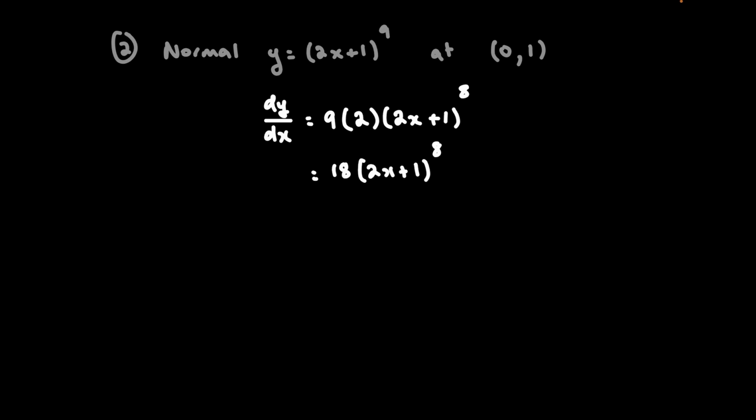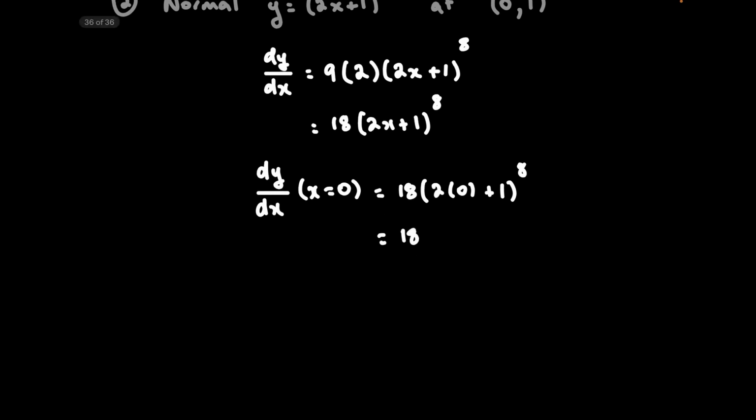Now we want the derivative when x equals 0. So what is dy over dx when x equals 0? Well, that's pretty simple. It's just 18 times (2 times 0 plus 1) to the power of 8. 2 times 0 is 0, plus 1 is 1, to the power of 8 is just 1, so it's just 18.